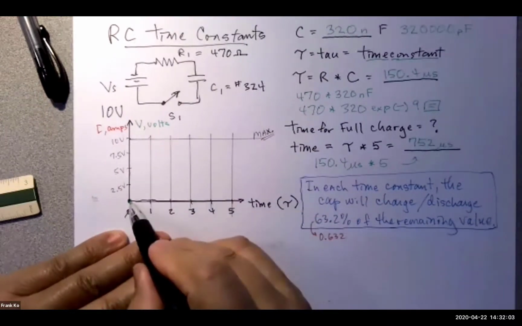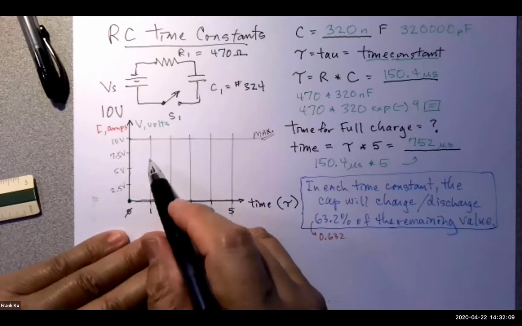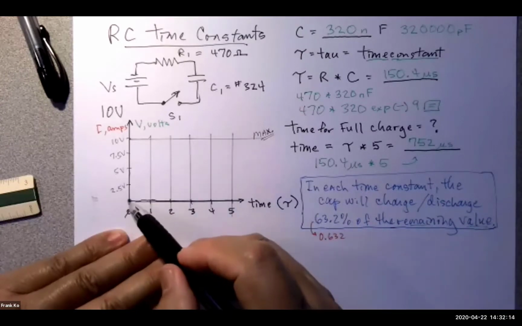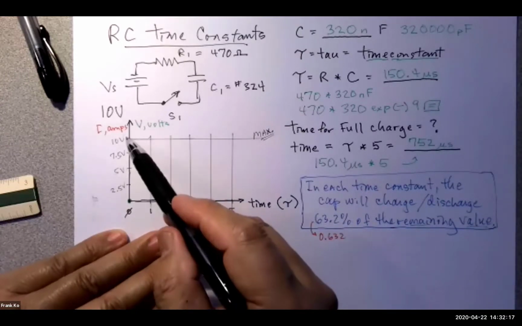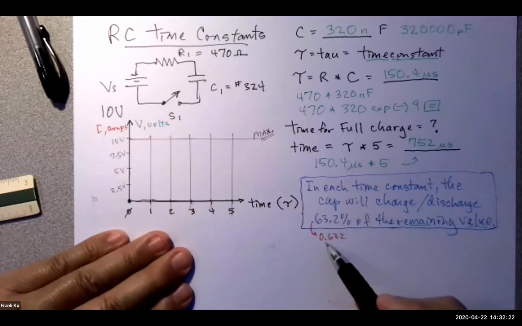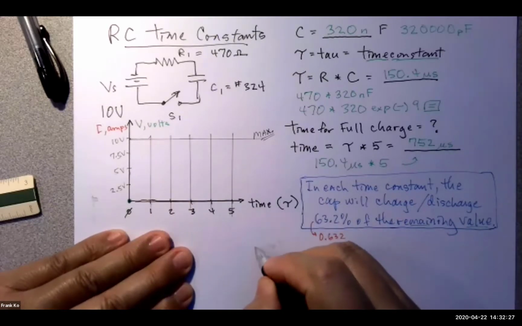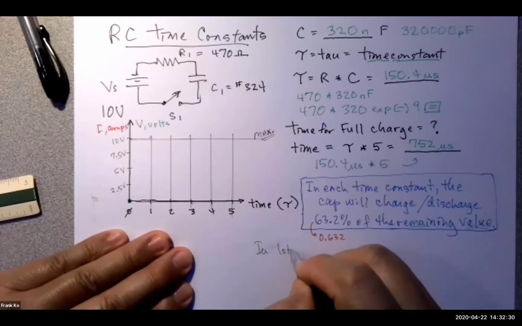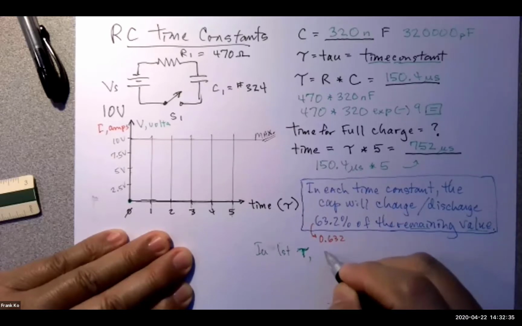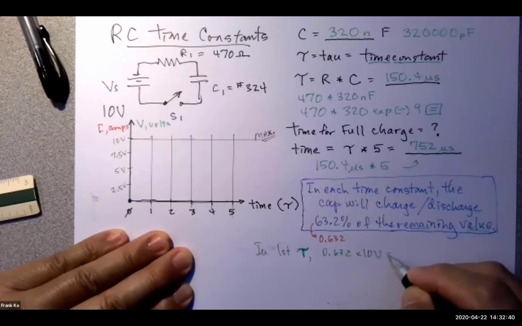And what happens in the first interval between 0 and 1 tau? Within 1 tau, the amount of voltage that the cap will charge will be 63.2% of what? Of the remaining value. Well, what's remaining, if we're starting at 0, is the full 10, yes? So you're going to multiply 0.632 times 10. So in the first tau, 0.632 times 10 volts will give you what?